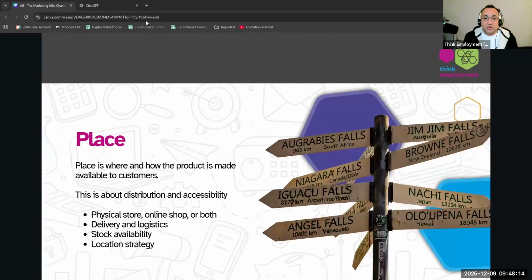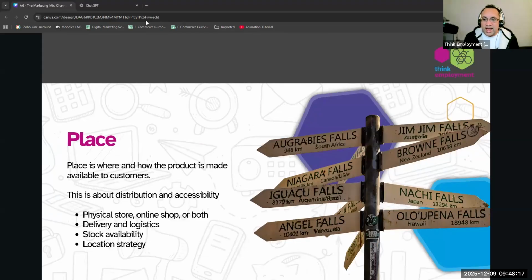So the distribution strategy, or where and how the product is made available. Okay, so think about the product itself. It is created in a location. It could be coffee, for example, and the coffee is produced in Sri Lanka or Brazil, and that place has its own value. Okay, people understand the history of that location and the relationship with the product. So place is where and how the product is made available to customers.